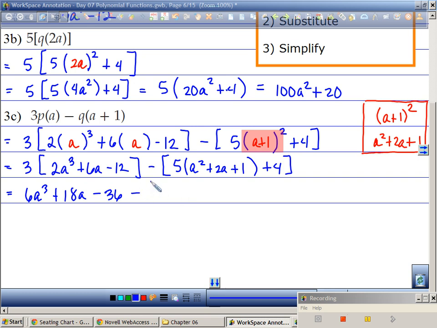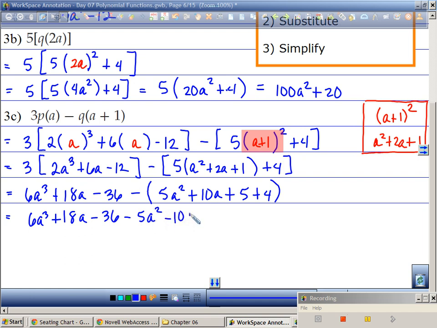I'm going to go ahead and just make sure that I go nice and slow on this. Minus this whole quantity here. I've got 5a squared, 10a, a positive 5, and a positive 4. I'm going to combine these two to make 9. Is that okay? I think I'll do it on the next line, just to make sure we don't make any mistakes. Minus 5a squared, minus 10a. I'm just going to call it 9 now, okay? So this would be negative 9.